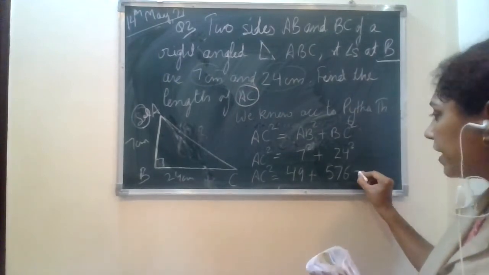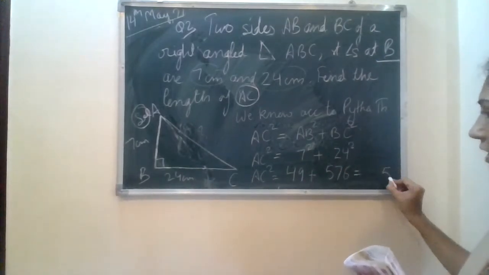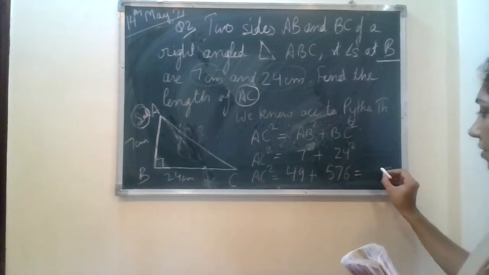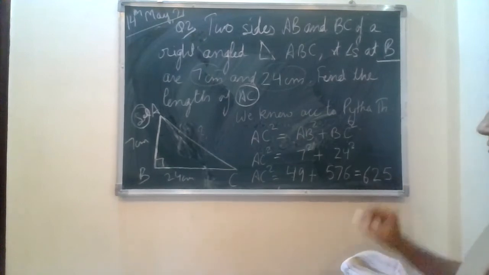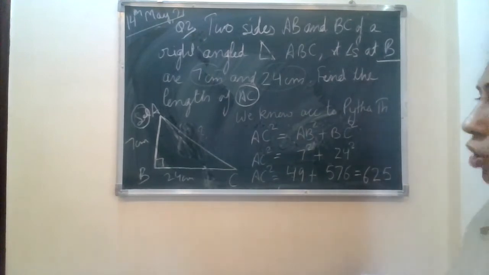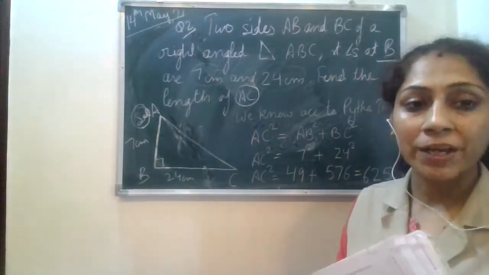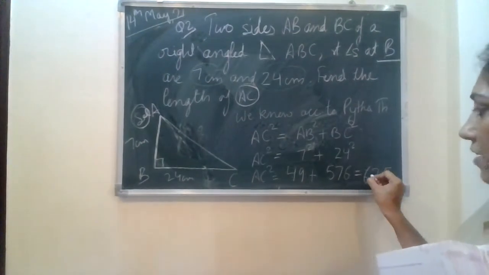Now, 49 plus 576. 9 plus 6 is 15, 1 carry, this is your 5. 7 plus 5 is 12, 1 carry, then it is 625. AC square is your 625. And I just mentioned that 24 square is 576, and this again is a square value.